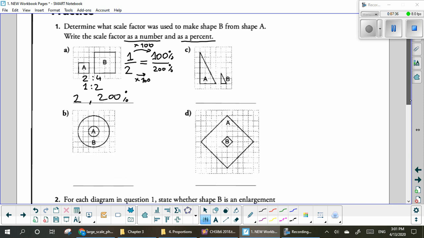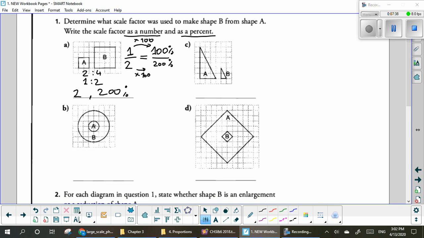All right, next one is a circle. So B is a circle. You can see that A is smaller. It's inside. We're going to look at radius. So the radius from the center to the outside of the circle seems to be 1 square, and that is compared to 1, 2, 3 on the radius for B. That gives us right away that our scale factor is 3, which means that B is 3 times larger in terms of radius. And if we look at percentages, that should be 300%.